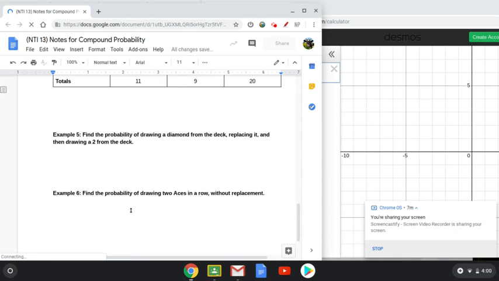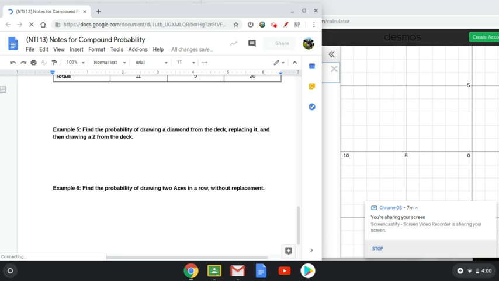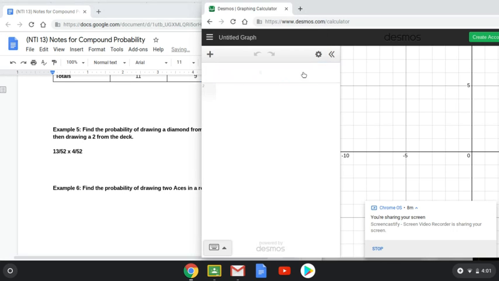Okay? If they don't give me a table and I can't just look at it and tell what the answer is, look at what I do. It says find the probability of drawing a diamond from the deck. So we'll start there. How many diamonds are in the deck? Well, 13. So I have a 13 out of 52 chance of drawing a diamond. But then I'm going to put that diamond back after I draw it. So I still have 52 cards in the deck. And now I want to draw a 2 from the deck. How many total 2s are in the deck? There's 4. So I am now multiplying, because it said and, 13 over 52 times 4 over 52.